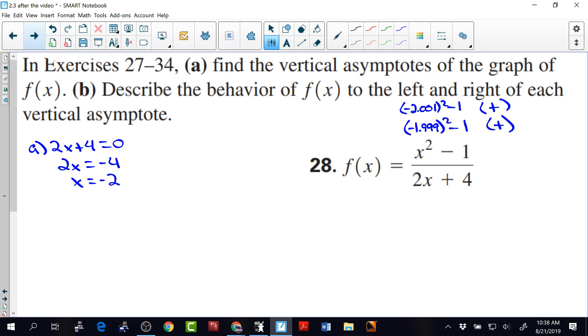Let's talk about 2 times negative 1.999 plus 4. What do we think that's going to be, a positive or a negative? Positive, because this will be slightly under 4, right? Slightly under 4. But that's enough so that when you add 4, this becomes positive. How about 2 times negative 2.001 plus 4? The negative will be slightly more, absolute value, slightly more than 4, so that'll be a negative.